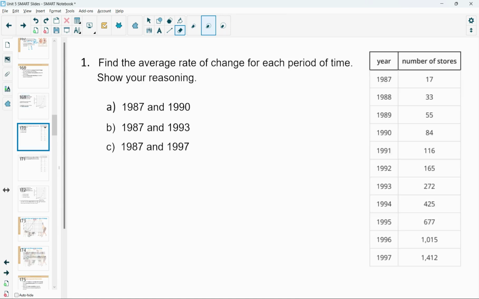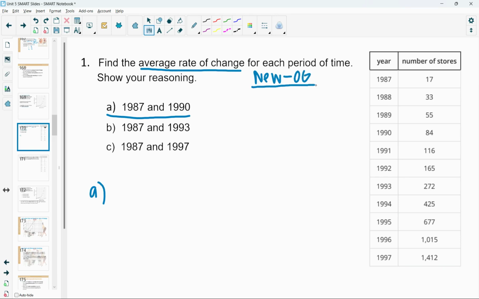So number one asks you to find the average rate of change for each time period and then show your reasoning. You can pause the video, try this, and then come back and see the work. For part A, I'm just going to do this in blue down here. You want the average rate of change, so remember that this is going to be the new minus the original, over the time period.